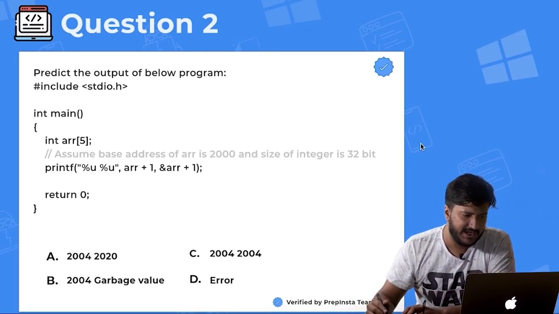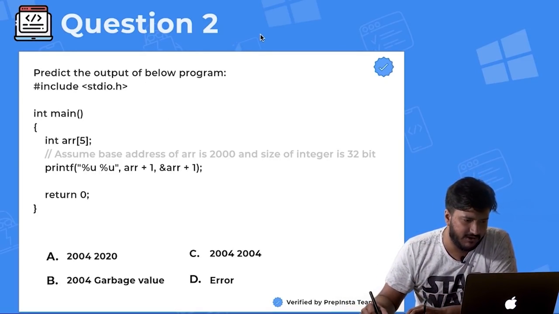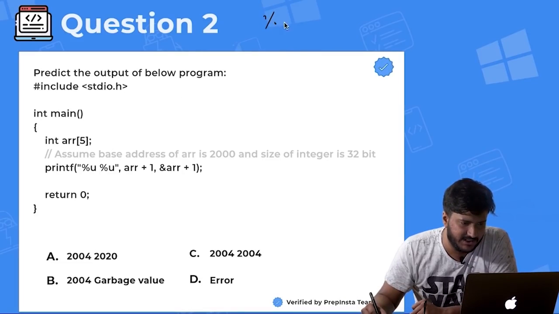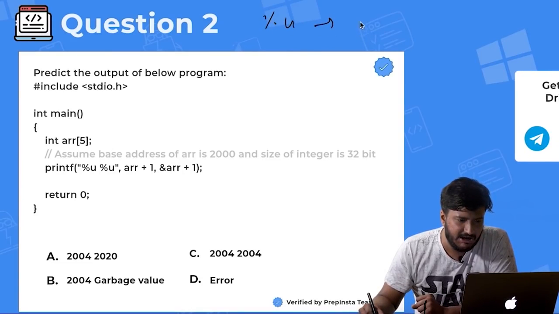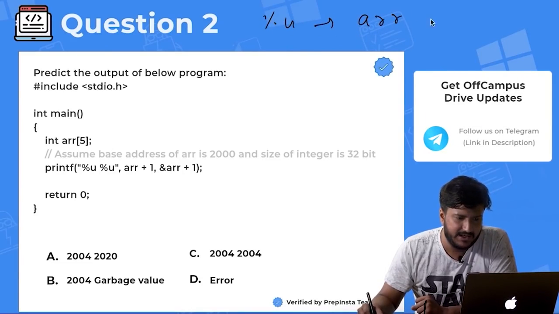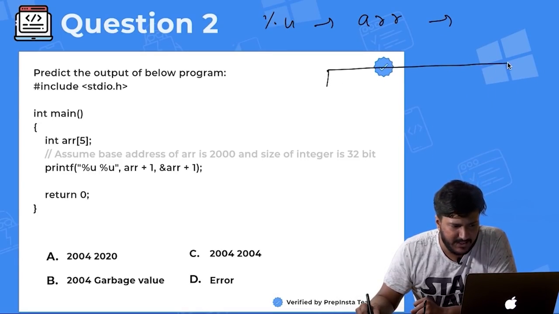So in this particular case, what is happening when I just say, for example, percentage U and I say ARR, right? So essentially what is happening? For example, this is my array. How many elements are there? 5. So let's say this.